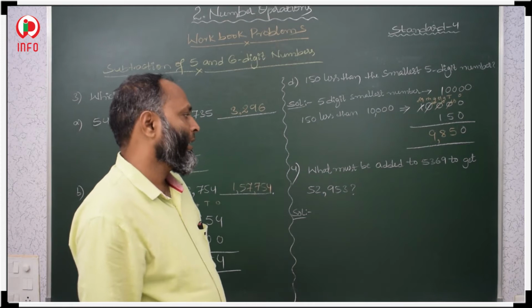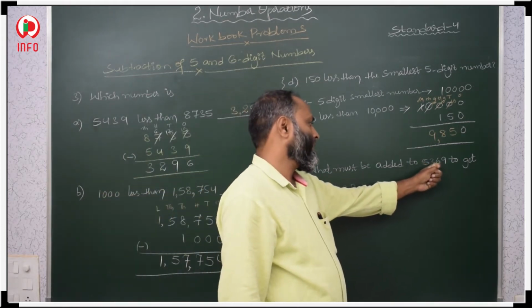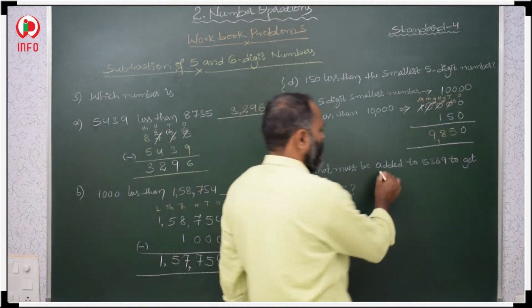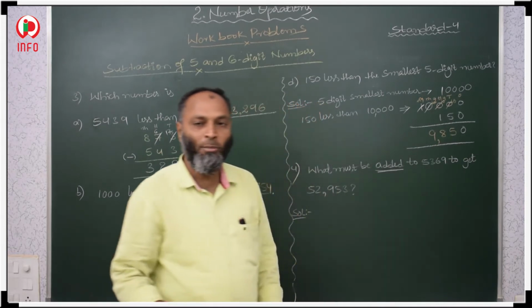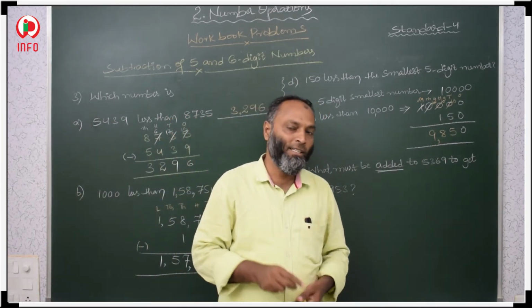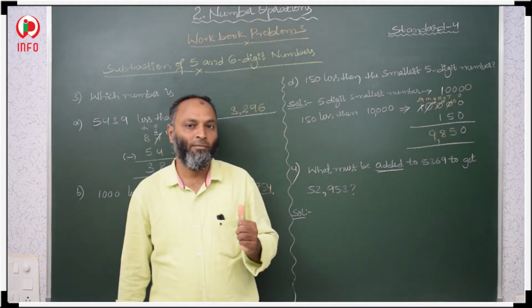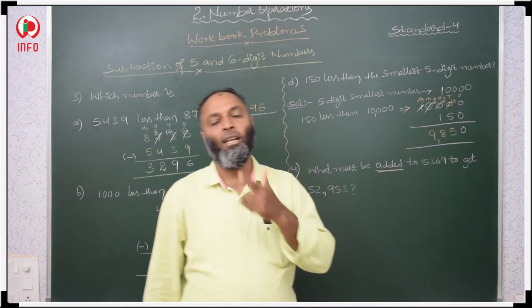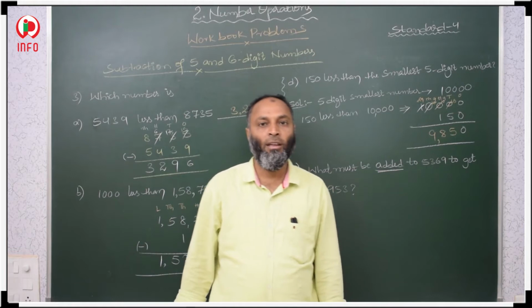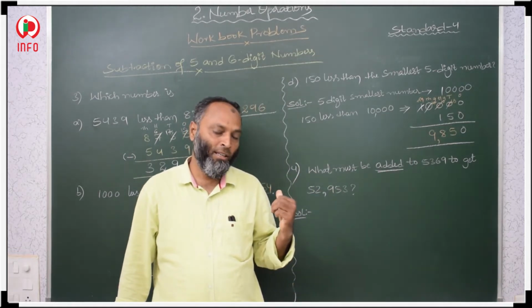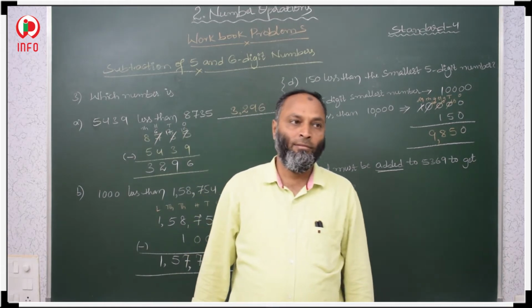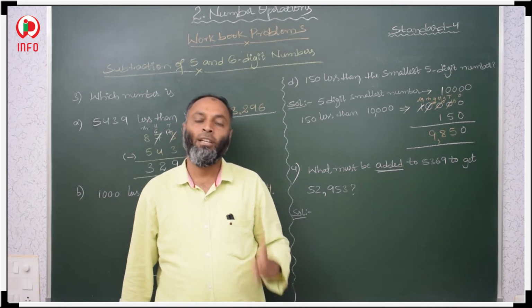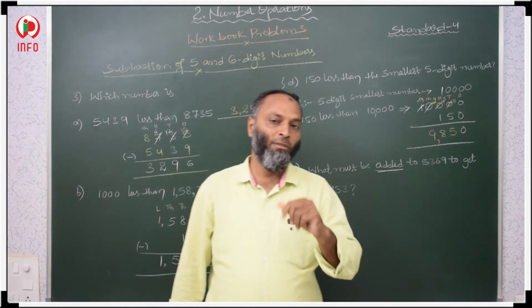What must be added to 5,396 to get 52,953? Here "added" is given, but it doesn't mean that we add. Suppose 9 is a number. What must we add to 9 to get 10? Then 10 minus 9 we have to do. That is 1. If 1 is added to 9, then we will get 10.